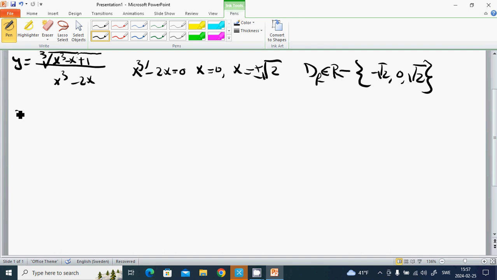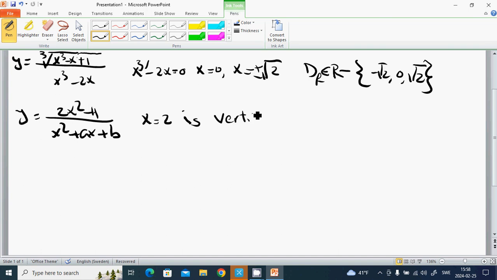Now we have another example: y equals 2x squared plus 1 divided by x squared plus ax plus b. We will find a and b, given that x equals 2 is a vertical asymptote.